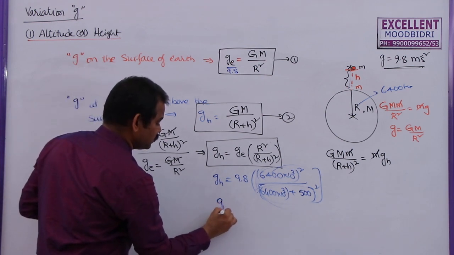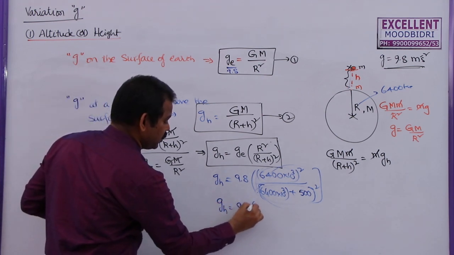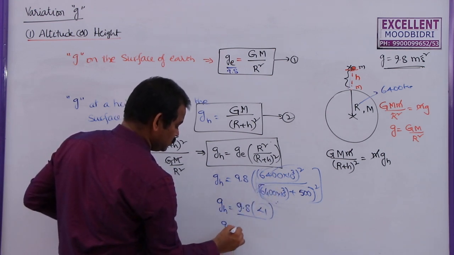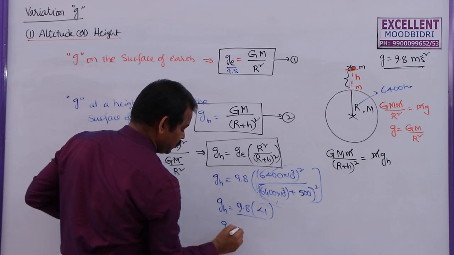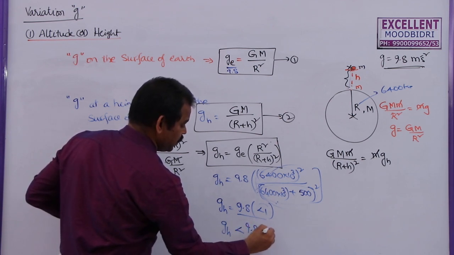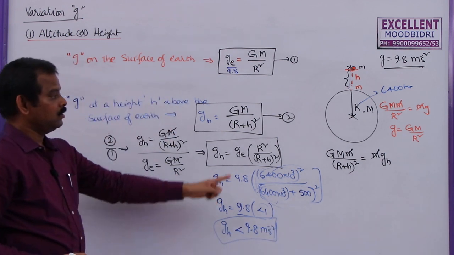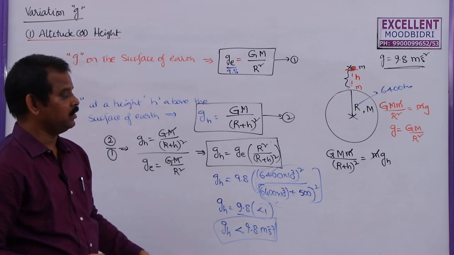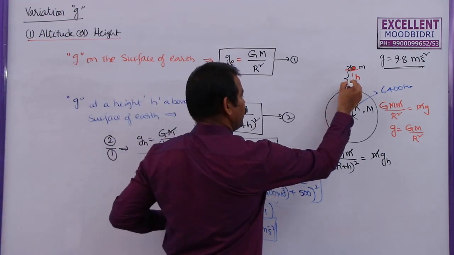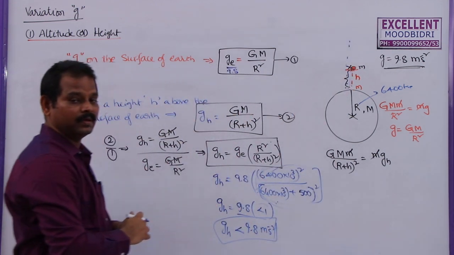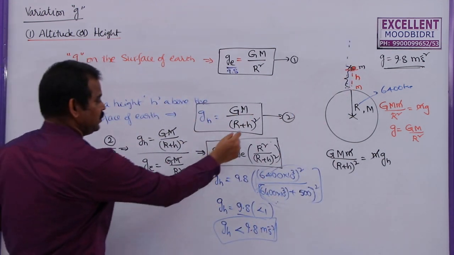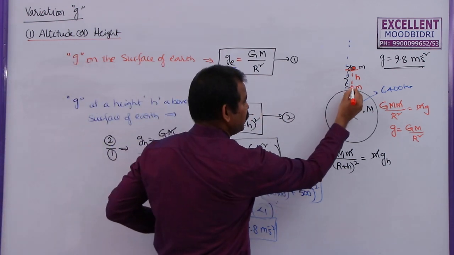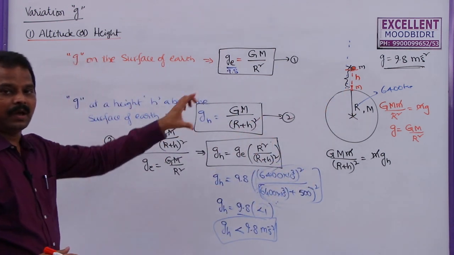So what is the value of small gh? It is 9.8 into something less than 1. So gh is less than 9.8 meter per second square. So the value of g at a height h above the surface of earth is always less than 9.8. So from this we can say, if you move away from the earth, gradually small g decreases. Suppose the height is very small when compared to the radius of earth, let us say the body is taken only from here to here, a small distance, maybe 100 meters.